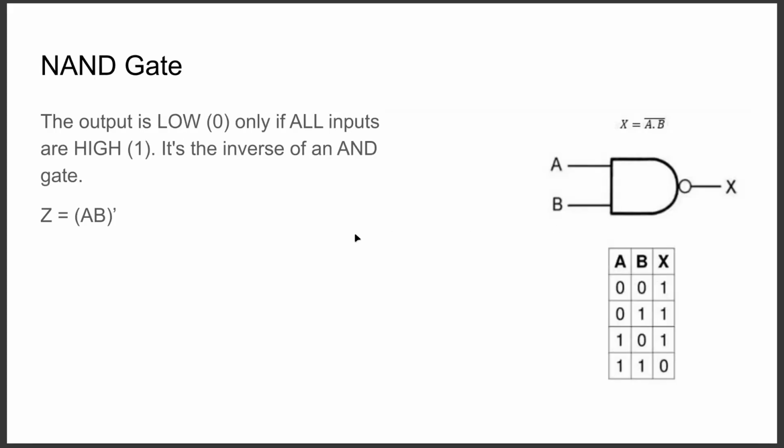The NAND gate is the opposite of an AND gate. The output is low only if all inputs are 1. It's the inverse of an AND gate. So this is the symbol. It's an AND gate with a bubble. This is the Boolean expression, A dot B, bar. It can also be expressed as (AB) prime. So you can see the outputs are all 1 except when both inputs are true.